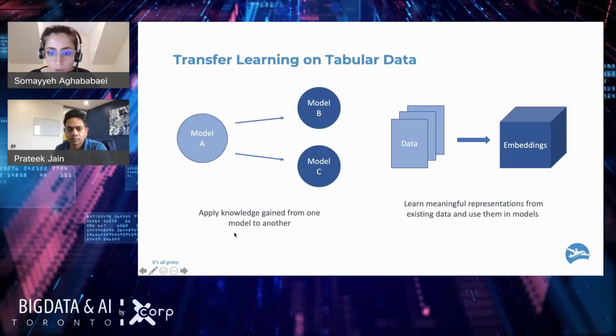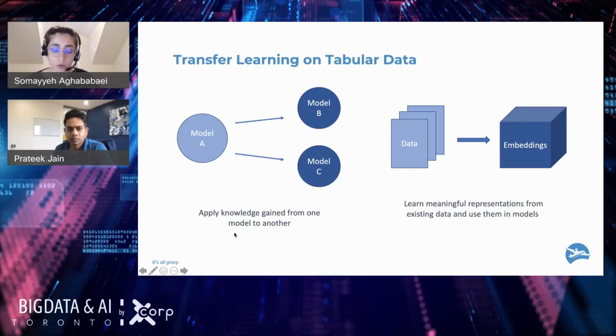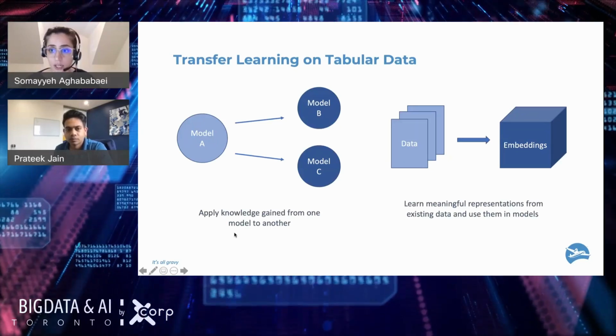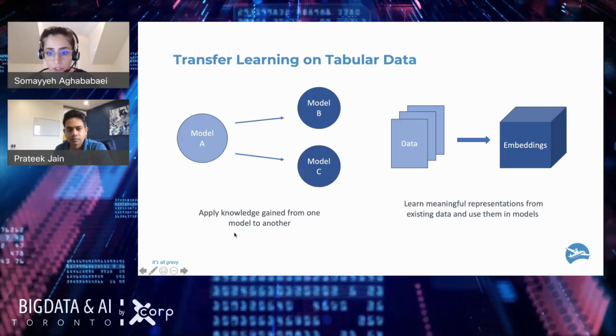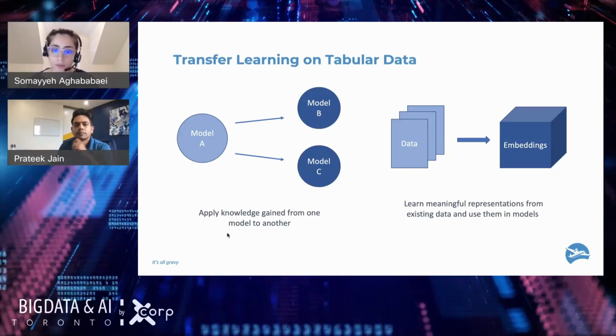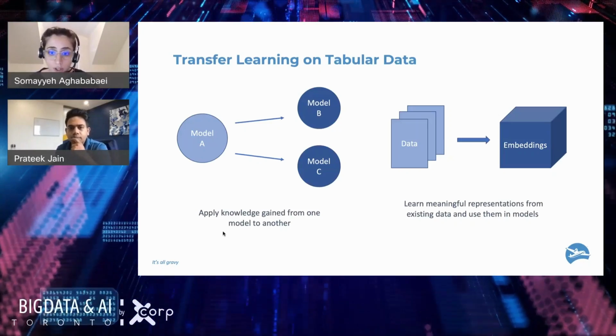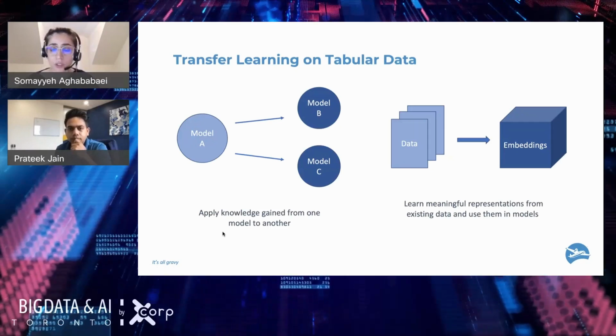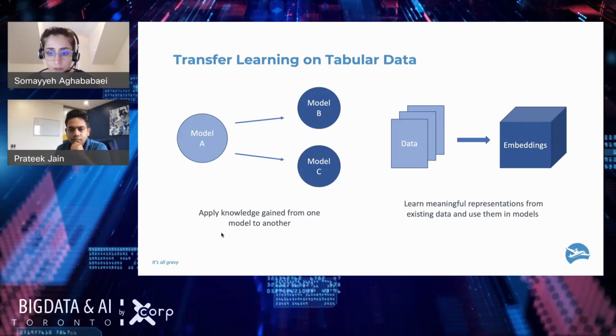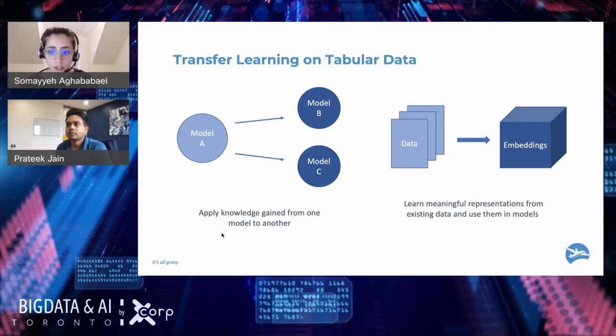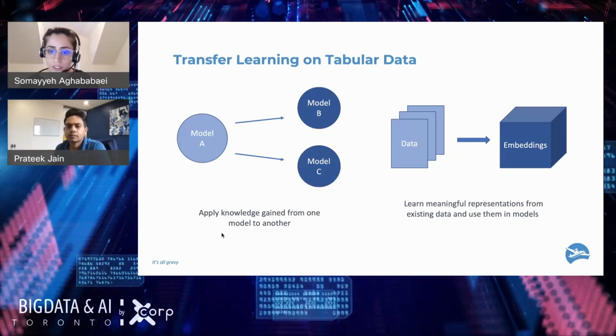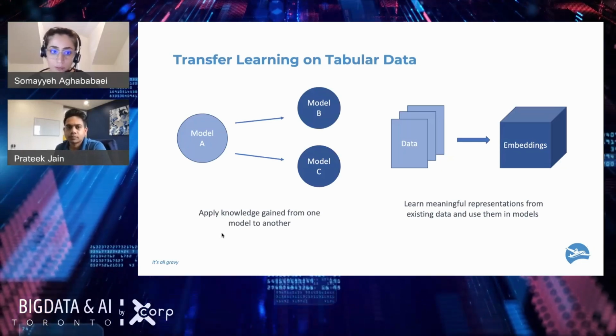Another reason we want to focus on transfer learning is that we want to turn our data, which is very high dimensional, into some sort of meaningful representation that we call embeddings. We want to use these embeddings to segment our customers, or simply use these embeddings as an input to our models.